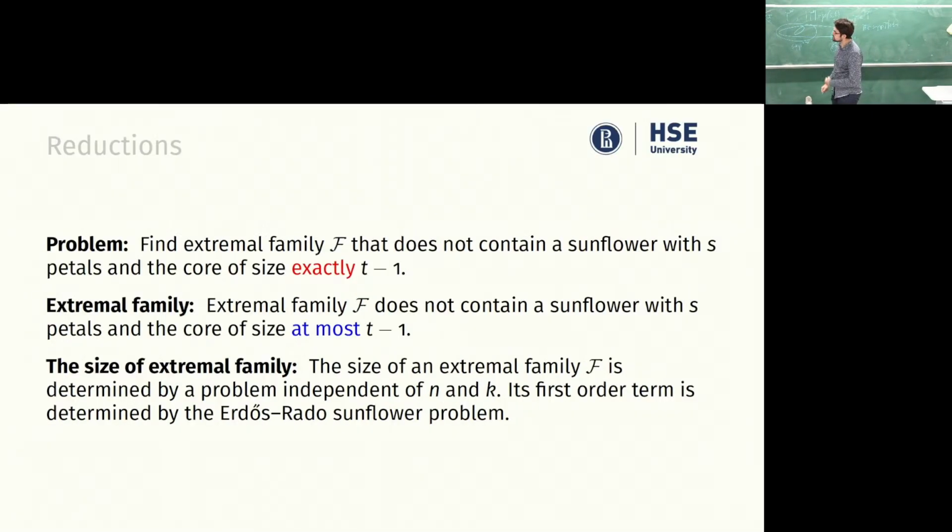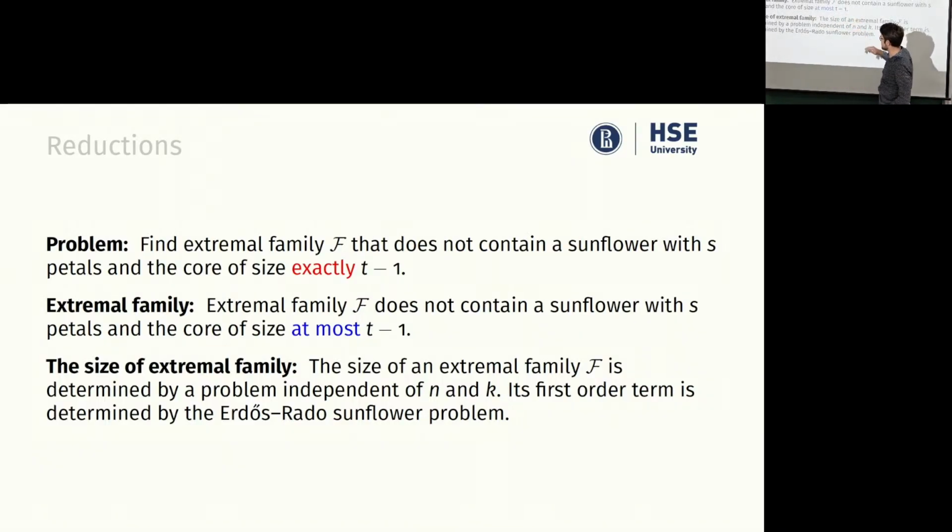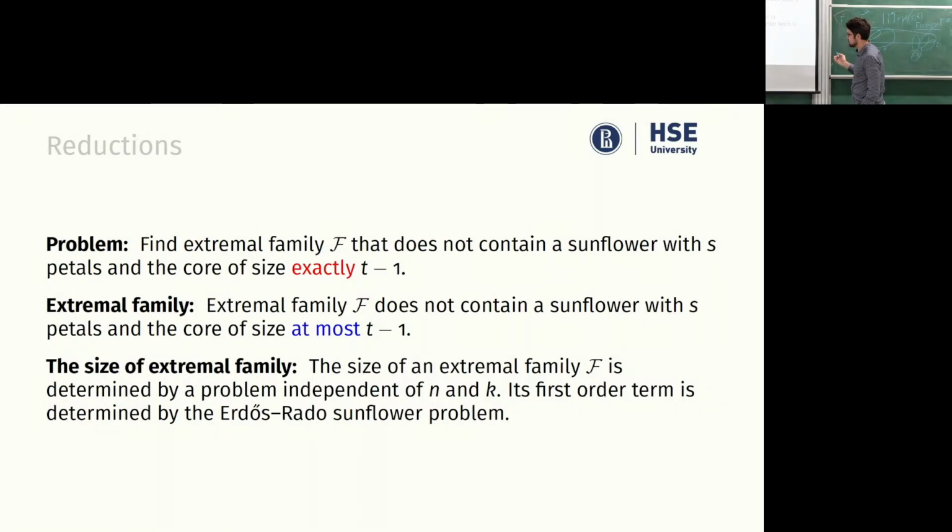So let me summarize the discussed properties of the extremal family. If we forbid a sunflower with the core of size T minus 1, then the extremal family doesn't contain a sunflower with the core of size at most T minus 1, and can be determined by a problem that is independent of N and K. So it's enough to solve some problem dependent on S and T only.